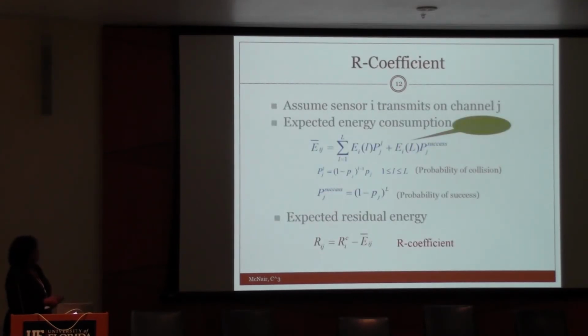So we looked at the expected energy consumption based on the length of the packet and based on whether we will be able to be successful in this transmission or experience some collision. After we get the energy expected, we include that with some coefficient we called residual energy coefficient, RC, for a particular user or a particular channel, and come up with this coefficient for each user that's a secondary user trying to get into a particular channel.